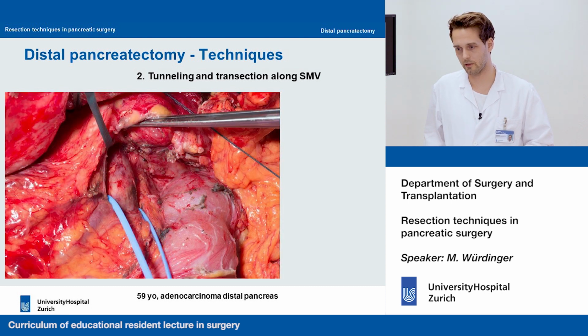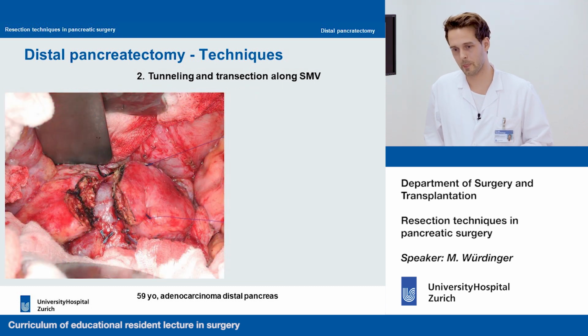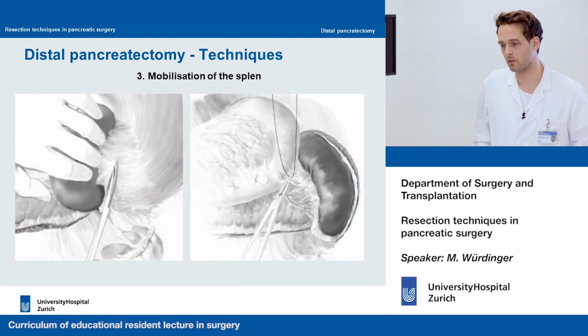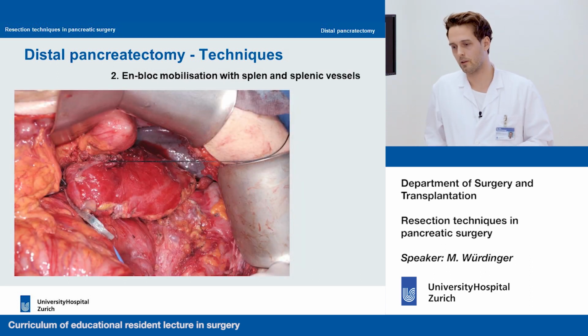Here's the SMV again. Here's the pancreas over there. And we do a tunneling again, then the transection, and then the en bloc mobilization of the distal pancreas here with both splenic artery and vein, which are ligated. Then the mobilization of the spleen, and then the en bloc resection.